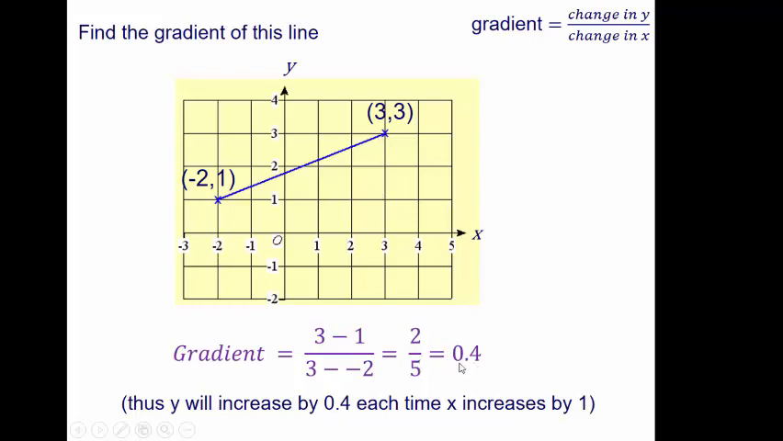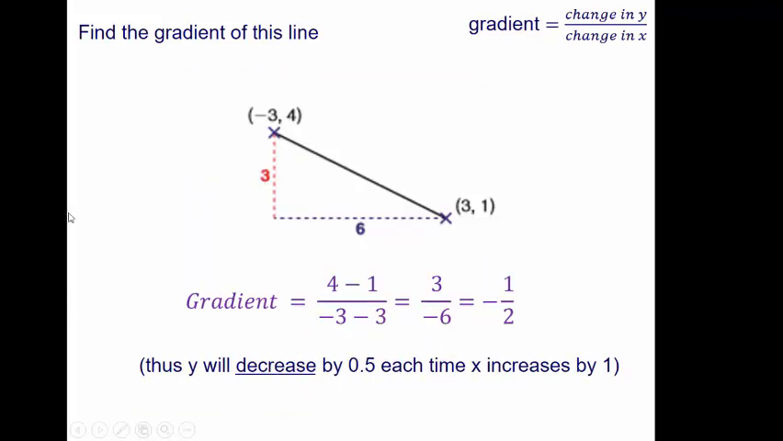Okay, so we've got a gradient of 0.4, quite shallow. That's why the gradient is less than 1. And we can tell from this that every time x increases by 1, y will increase by 0.4. So the marginal rate of change of y is 0.4. What about this one? This one we note we're leaning in the other direction.